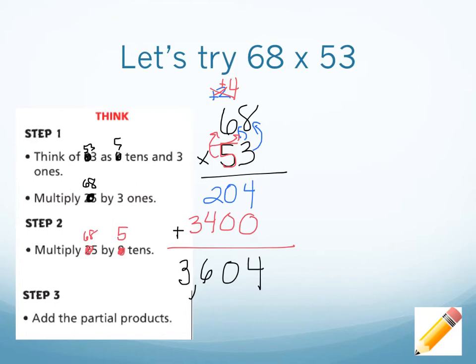If I estimate to check, 68 rounds to 70, and 53 rounds to 50. My basic fact of 7 times 5 is 35. When I add 2 zeros, I get 3,500. Since 3,500 is close to my exact answer of 3,604, I can say that my answer is reasonable.